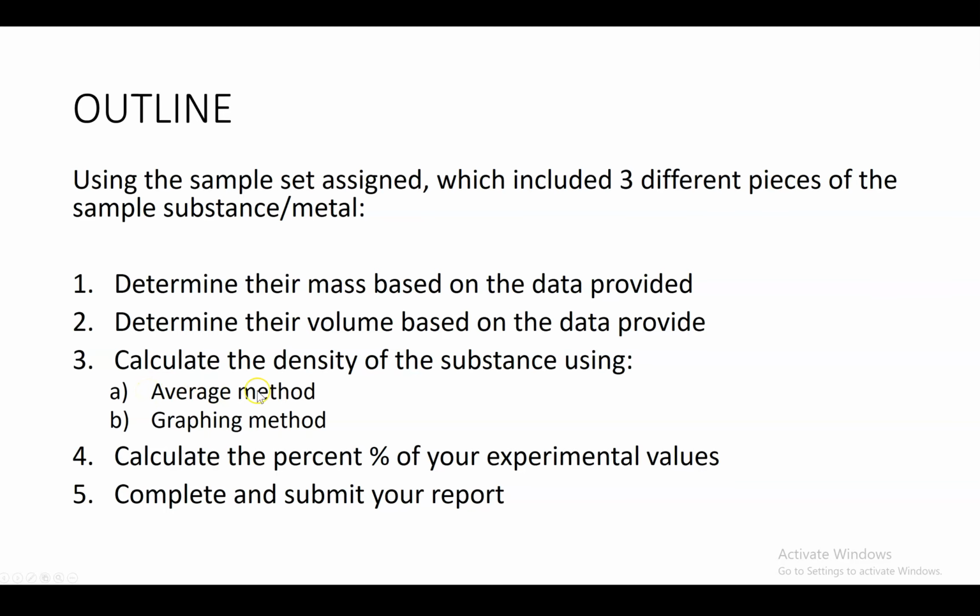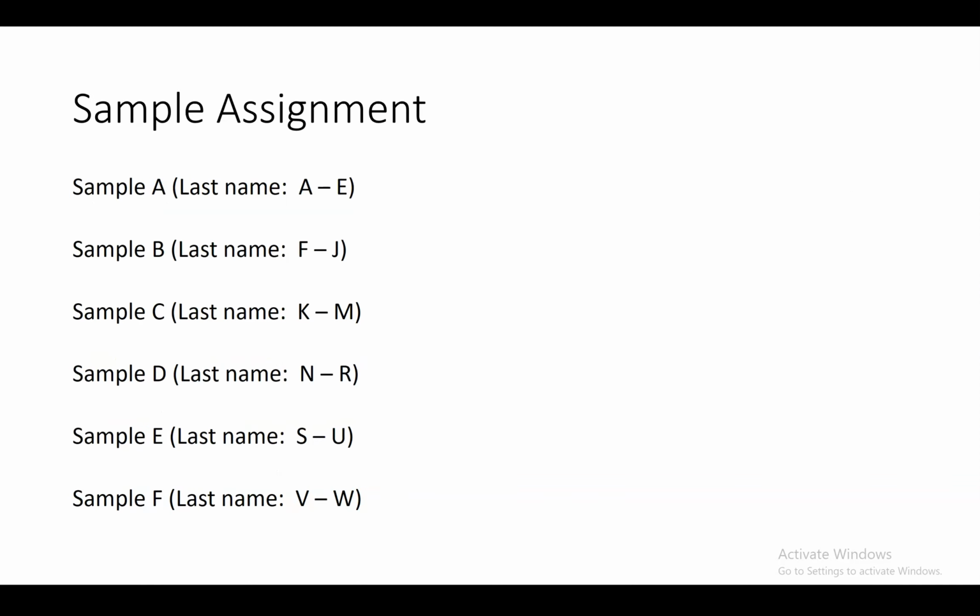One method is the average method, which gives us one measure of density value. And the other method will then be the graphing method, and that gives us another density as well. So you will then calculate the percent error of this experimental value right here, and then complete the rest of the lab report. And this lab report right here is due at the end of this week.